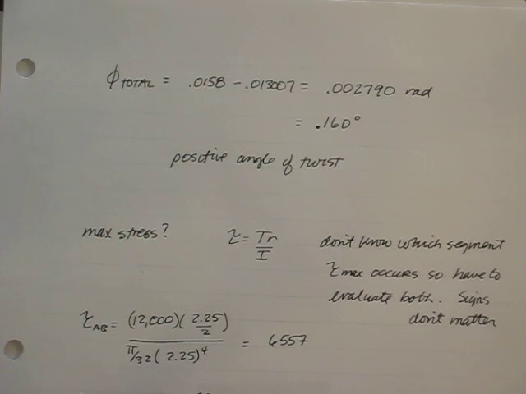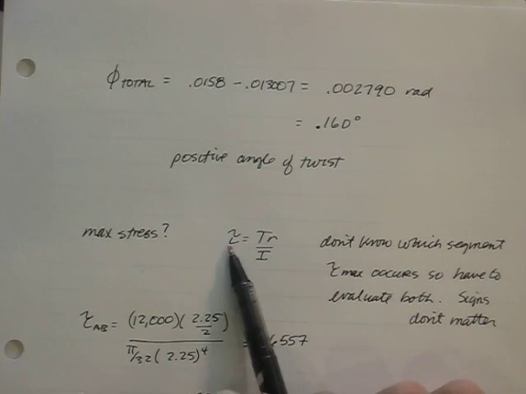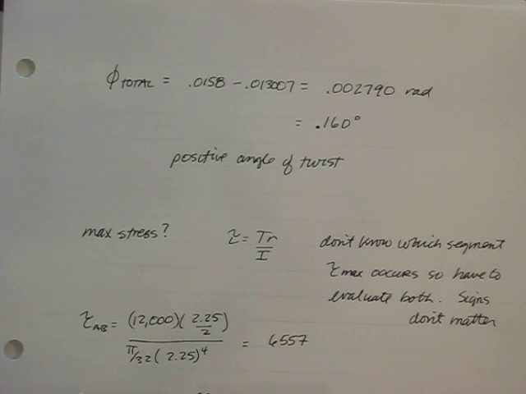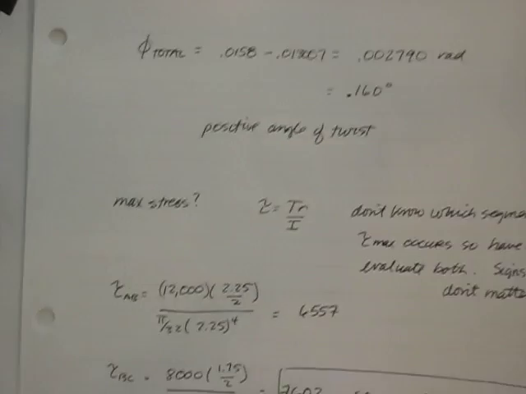All right. The next piece of the problem is what is and where is the maximum stress? Well, the stress was given as tau equals TR over J, but we don't know in which segment tau max occurs, so we're going to have to evaluate both. Now for tau, stress is stress. We have negative stress and positive stress, but if we're trying to find out what the maximum is, we don't really care if it's positive or negative. So the signs don't matter in this case.